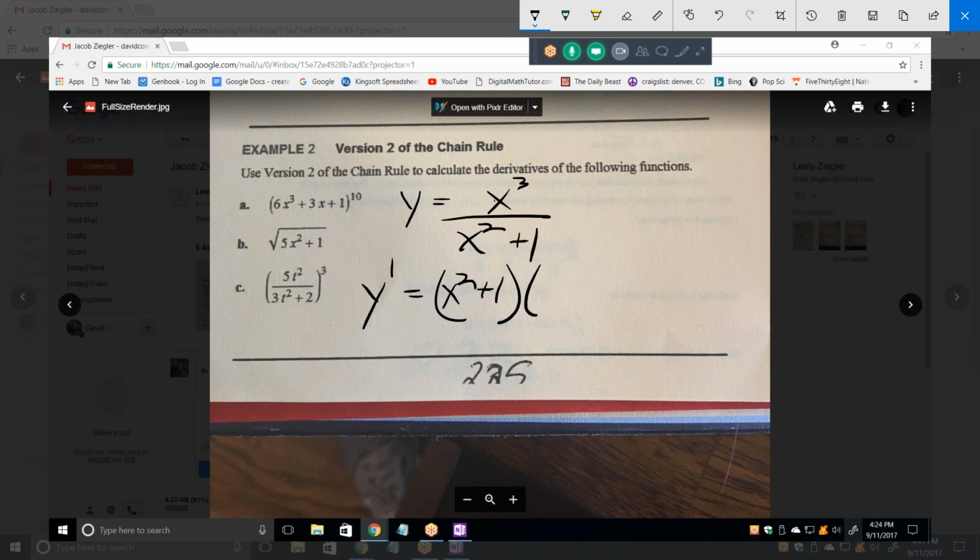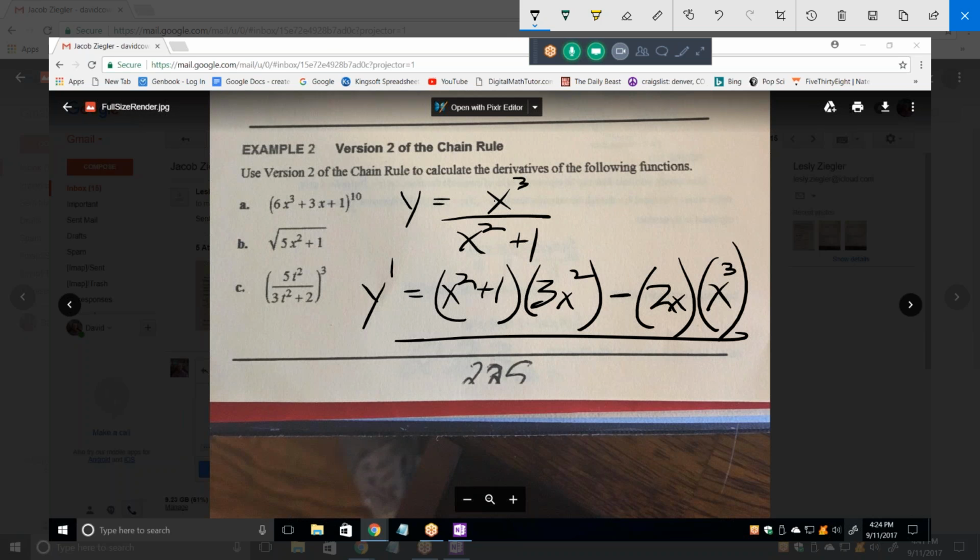Times what? 3x squared. In other words, I'm taking the derivative of the top. If I start with the bottom, then it has to be multiplied by the derivative of the top. Okay, now this is going to be the reverse of that. So it would be 2x times x cubed. Perfect. Now divided by what?